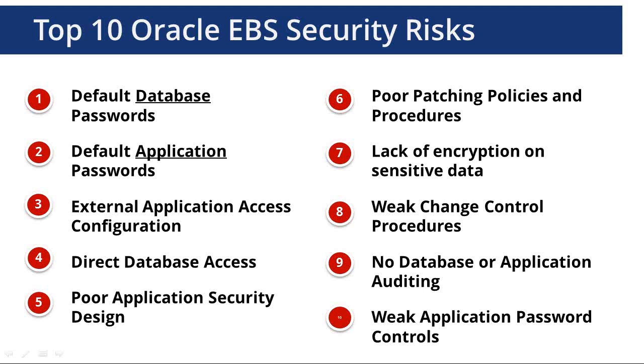External application access is another area. When you're opening up your application to the internet, you're not opening up just maybe iSupplier. If you're running HR, you're also opening up your HR system to the internet if you're not doing it correctly. Direct database access, number 4, is also a major issue, because if you've got a lot of people within your organization connecting and accessing the database directly, they can easily circumvent the application controls and potentially insert transactions directly, access data they're not supposed to.